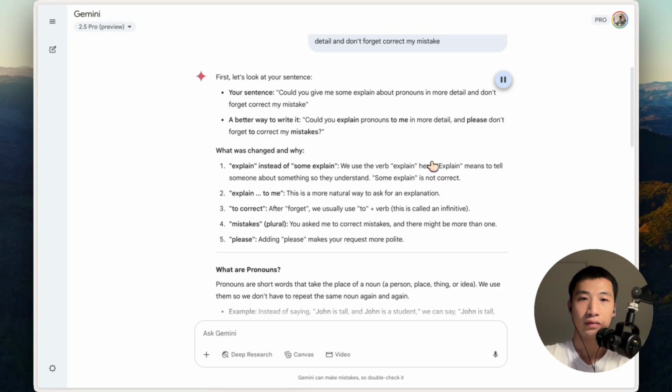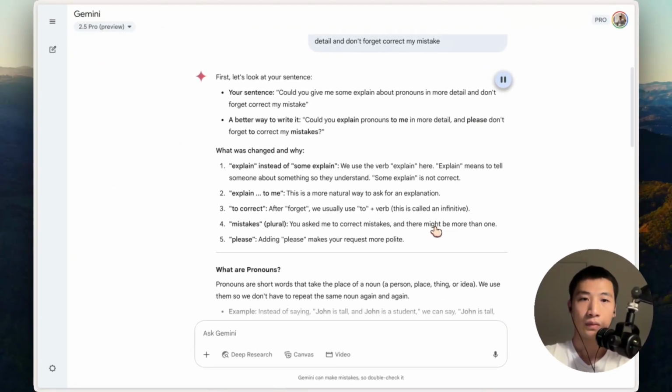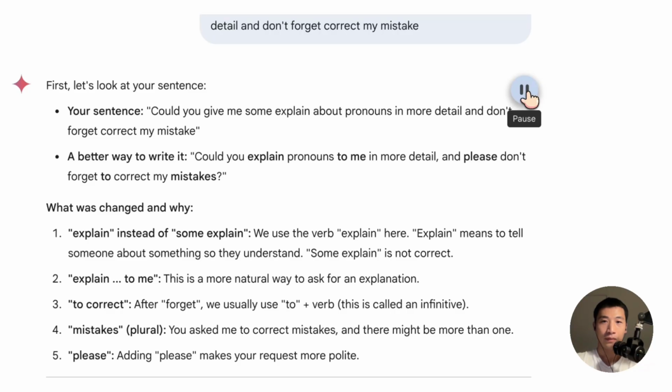3. To correct. After forget, we usually use a verb. This is called an infinitive. Mistakes, plural. You asked me to correct mistakes, and there might be more than one. Mistakes is a plural noun. I learned it yesterday. So this is to correct my mistakes. Adding please makes your request more polite.